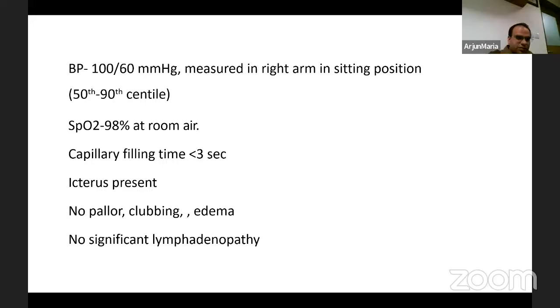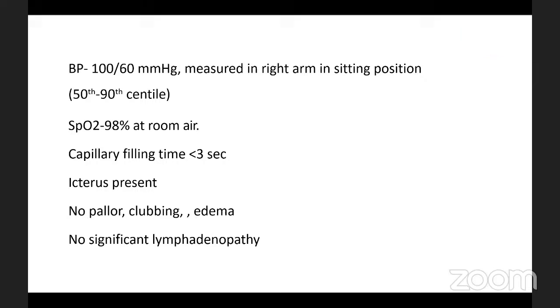So what are the signs of chronic liver disease on general physical examination? You have to tell me the anthropometry after vitals. Okay, sir. So tell me the signs of chronic liver disease on general examination. If chronic liver disease is present, it will present with prodromal symptoms along with other signs.